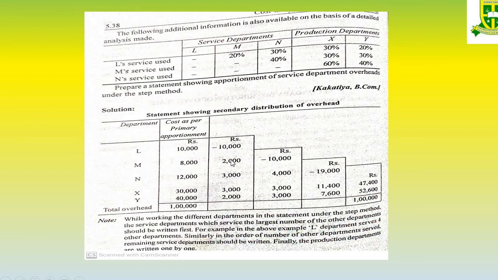Now you made all the three service departments 0. So now add the production department final amount. 30,000 plus 3,000 plus 3,000 plus 11,400, which is 47,400. 40,000, 2,000, 3,000, 7,600. So after adding, you are getting 52,600. Just add and see, you have to get 1 lakh. This has to be equal to all the expenses. Only we are changing the places. The amount will be the same, but the expenses are transferred to other departments. So this way you have to follow for the step ladder method.